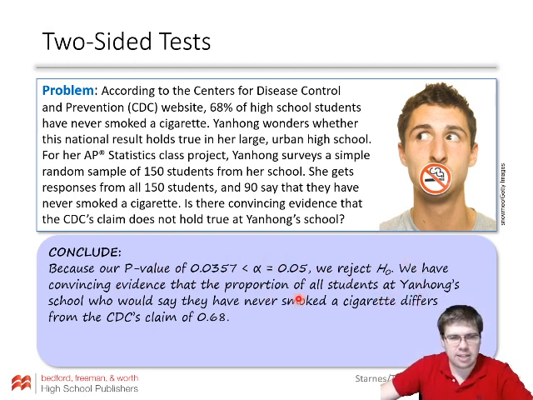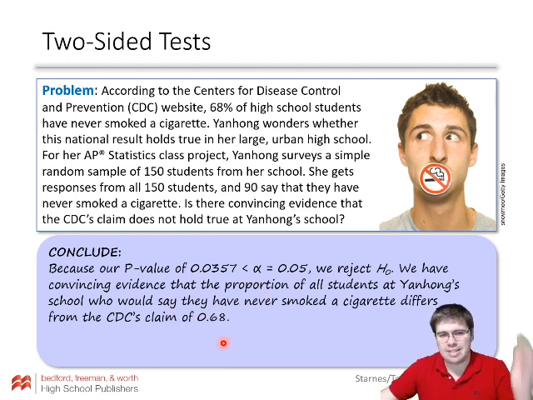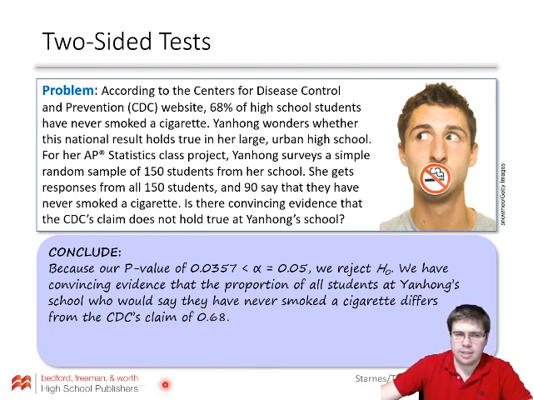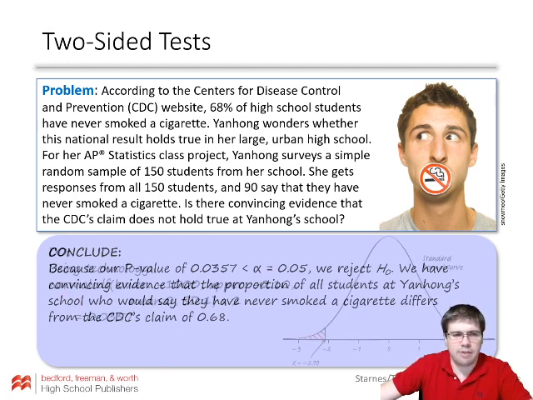We have convincing evidence that the proportion of all students at Yanhong School who would say they have never smoked a cigarette differs from the CDC's claim of 0.68. We just conclude the alternative. We don't say it's more than or less than. We don't go back and look at our data and draw a conclusion based on a particular direction. We just say it's different from that. We could follow that up with a confidence interval for what it is, and that's oftentimes what people do. But the only conclusion we should draw is based on that alternative hypothesis.